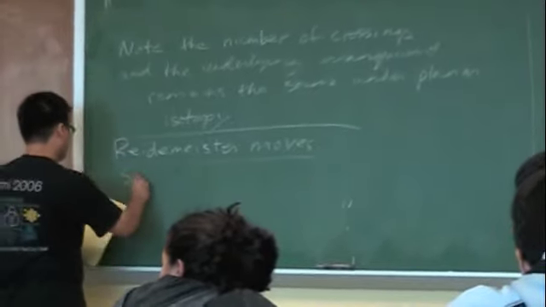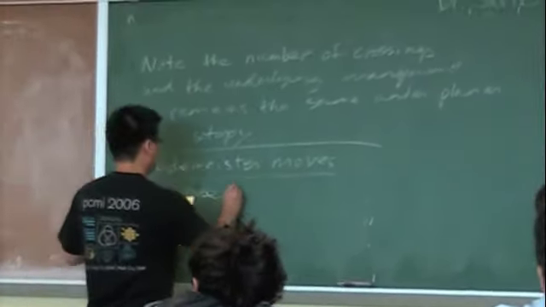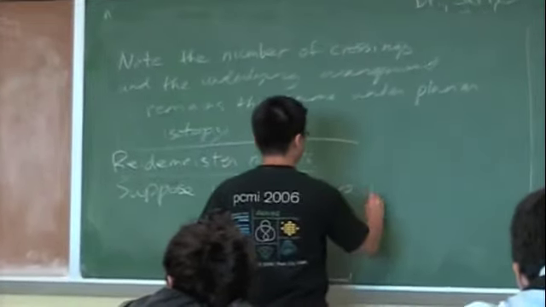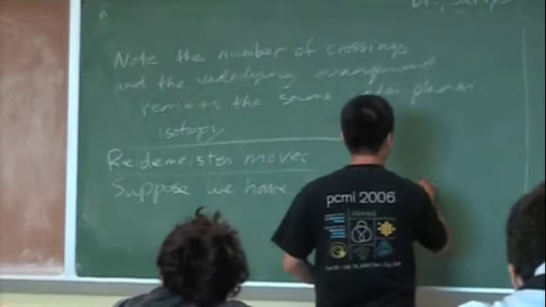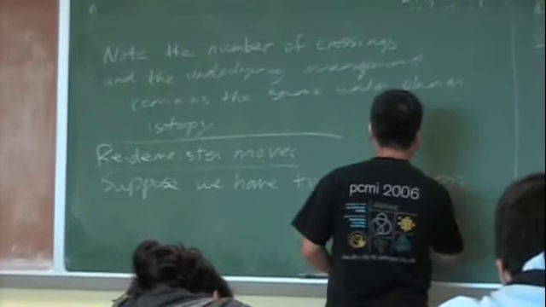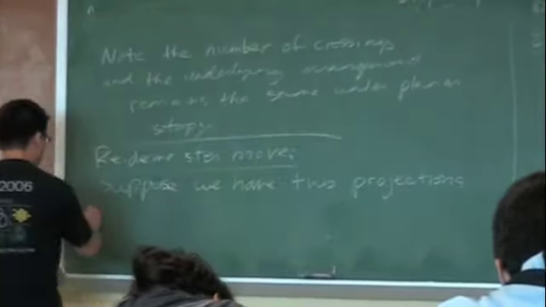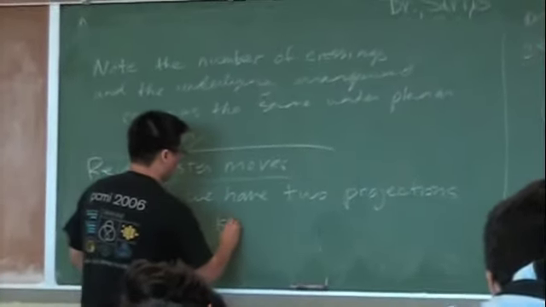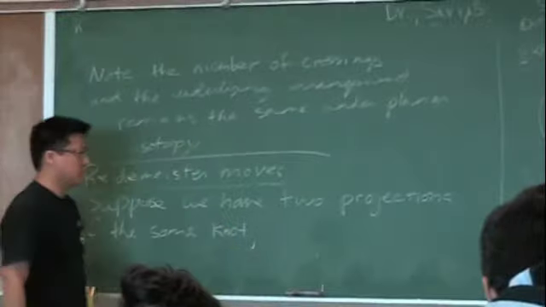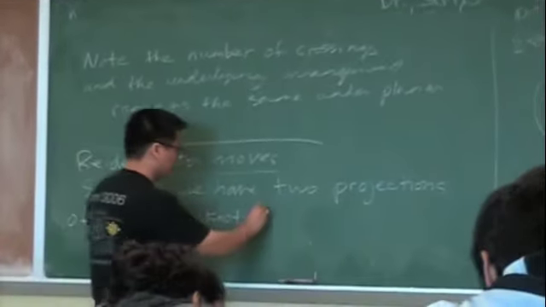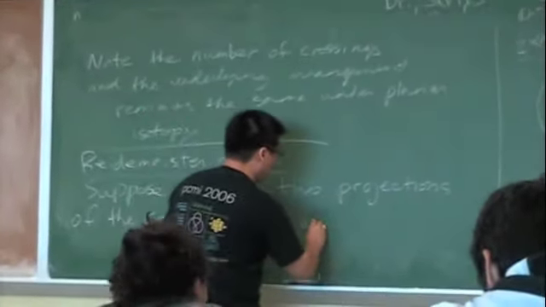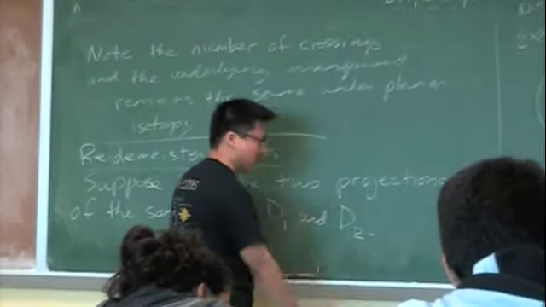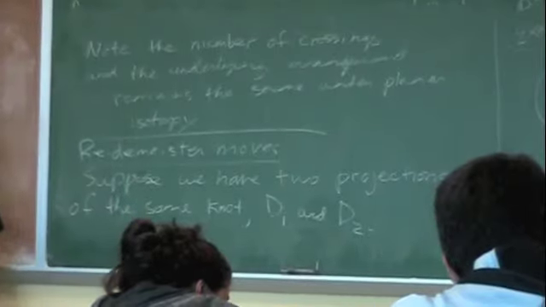so suppose we have 2 projections, and we're going to say that they're projections of the same knot. So let's call these projections D1 and D2. So D sub 1 and D sub 2. So after you feel a little bit better, now we're using subscripts and stuff. It feels like we're moving into math land here.